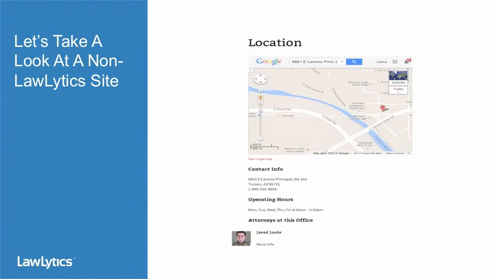So let's contrast the Lawlytics site, which we just looked at, which had the semantic markup automatically added, with a regular old site. And so this is just an example we created using WordPress. And if you don't know what WordPress is, it's an open source content management system that a lot of attorney websites use. It's a pretty easy option for that. And so if you don't have Lawlytics, there's a pretty good chance that you're using WordPress.